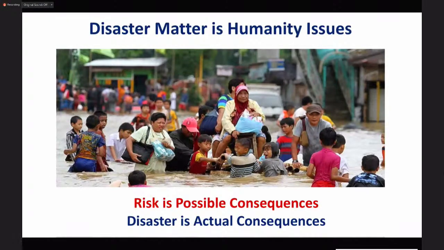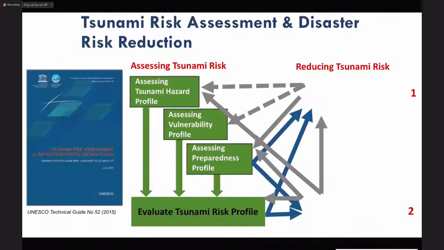To begin, I would like to remind everybody, as everybody must be familiar with, that disaster matter is a humanity issue. But we are not talking only about disaster response; we need to prepare the city, the community, and all the stakeholders to be ready to face future disasters. That's why we highlight here that risk is a possible consequence, but disaster is something that has already happened, what we call the actual consequence.